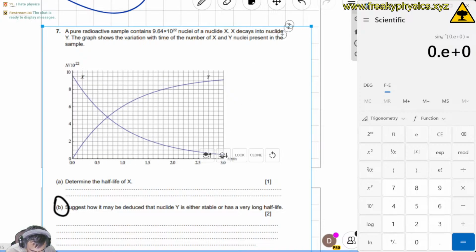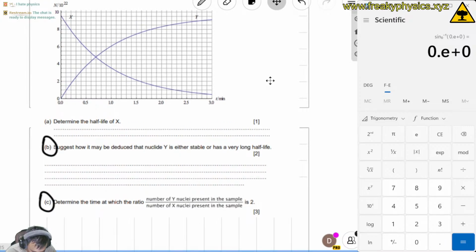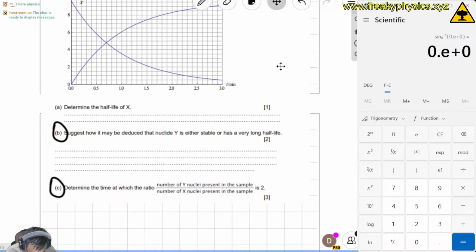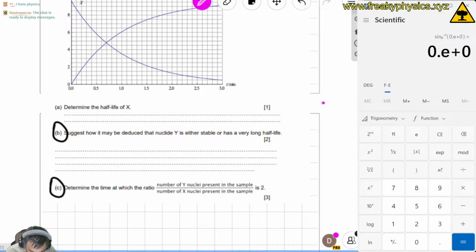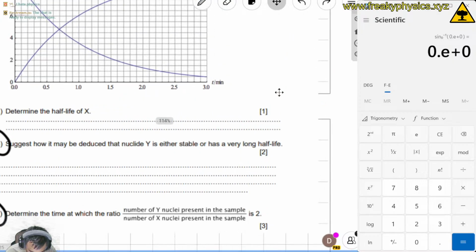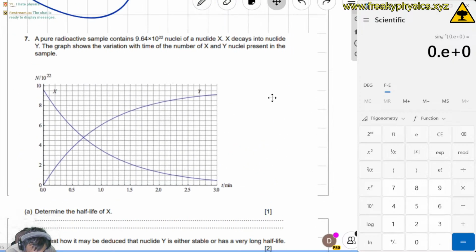Okay. Now let's go to your actual question. Suggest how it may be deduced that Y is either stable or has a very long half-life. Okay, let's take a look at some information, see if there's anything useful. I'm gonna guess.